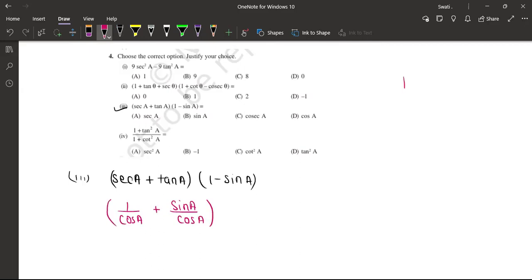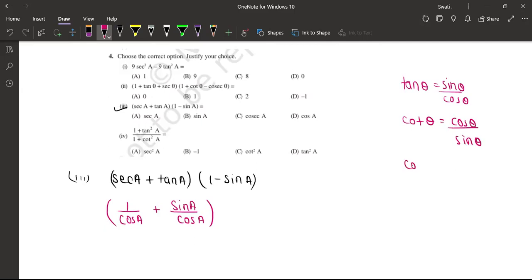Manya, do you remember these formulas? These are very important formulas. Tan theta is sin theta upon cos theta. Cot theta is exactly the reverse, because you know tan and cot are reciprocal to each other. So this will become cos theta upon sin theta.